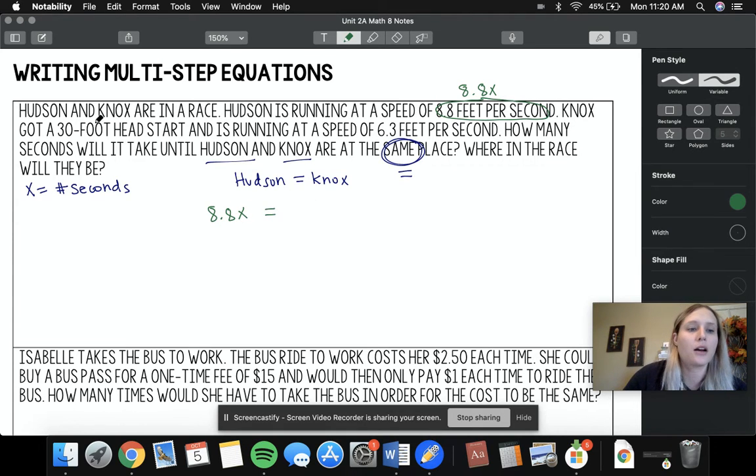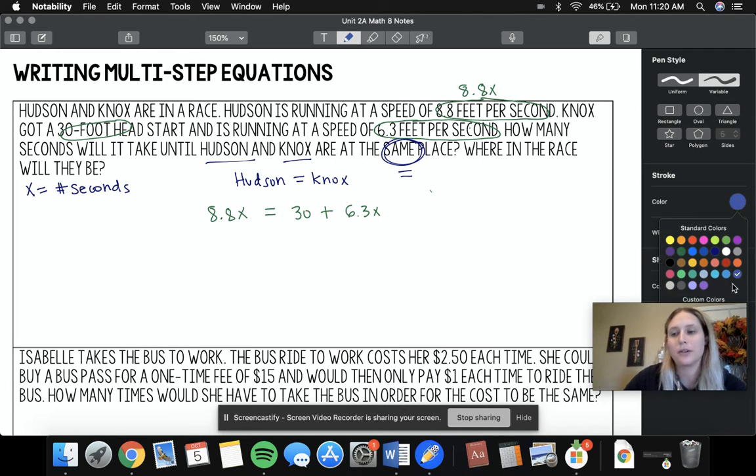Then we have Knox, and Knox got a 30-foot head start. After that, he started running at a speed of 6.3 feet per second. So per second is where our variable is going to go. So we have 6.3x. We have to think about what goes in between them. We started with an additional 30 feet, and then he's increasing his distance, so we're going to add. So this is the equation that we can write.